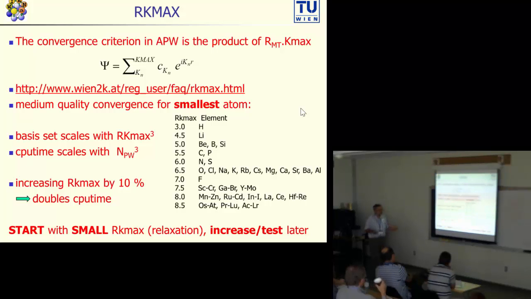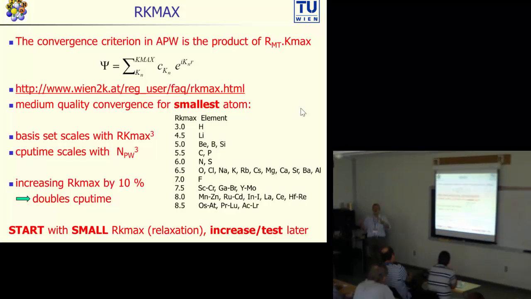In general, the strategy is always to start with small RKmax, do all the structural relaxations and all the main calculations first with these small values, and only at the very end increase them and test if this was sufficient or if anything else has changed. That's the basic strategy. Okay?